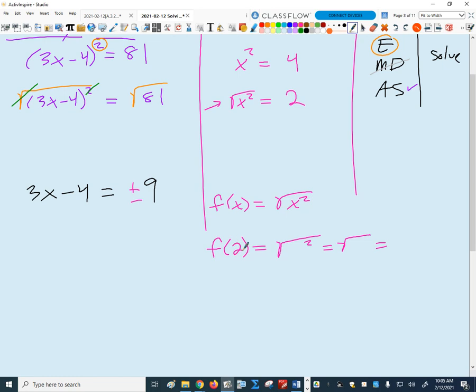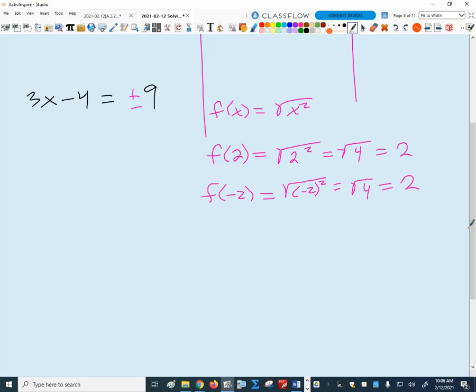So if I input a 2 into the function, the square root of x squared, I get the square root of 2 squared, which is the square root of 4, which is 2. What if we input a negative 2? What's the square root of the quantity negative 2 squared? Well, what is negative 2 squared? That's 4, isn't it? Square root of 4, so I get a 2. Well, hold it now. If I input a 2, it outputs a 2. If I input a negative 2, it outputs a 2.